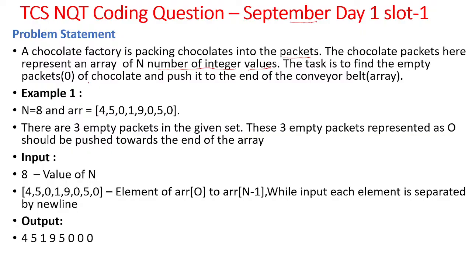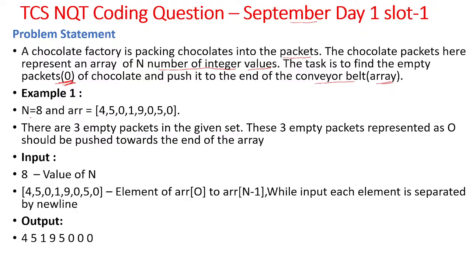So the task is to find the empty packets of chocolate and push them to the end of the conveyor belt. That means your array is considered as the conveyor belt. If you find any empty packets, because empty packets should not go into the market, they need to be removed out. So they want to push such empty packets to the end of the conveyor belt or end of the array. So here our task is to move all zeros to the end of the array.